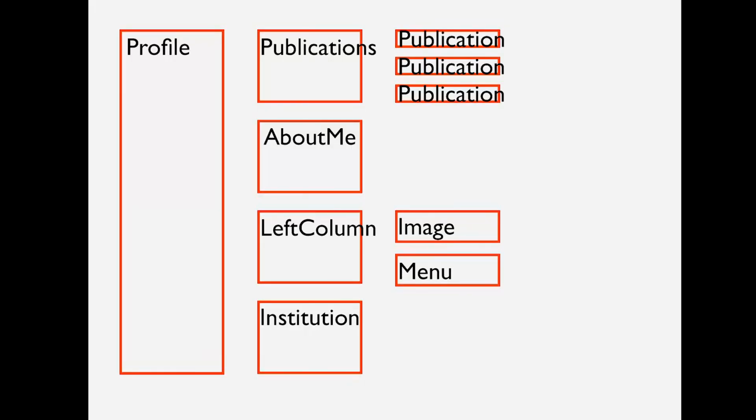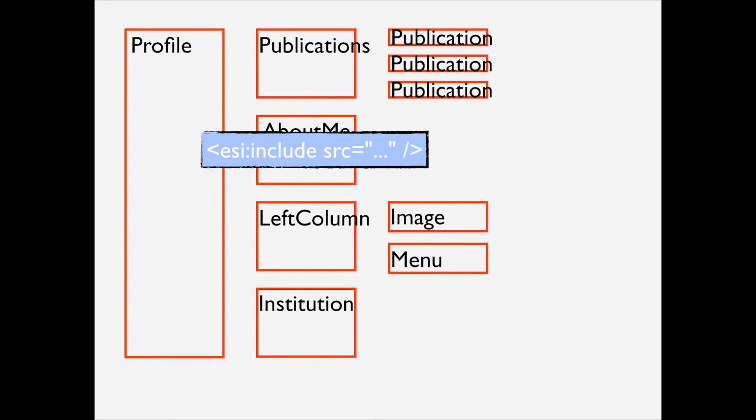I have my application, for example, my profile page with the publications component, about me component, the left column and institution component. And for example, let's just say the about me component usually never changes. And if it changes, we can probably leave it there for a few minutes or so in a not so nice version. So in order to not need to compute this about me component, I can just render an edge side include tag with a URL instead of the about me component.